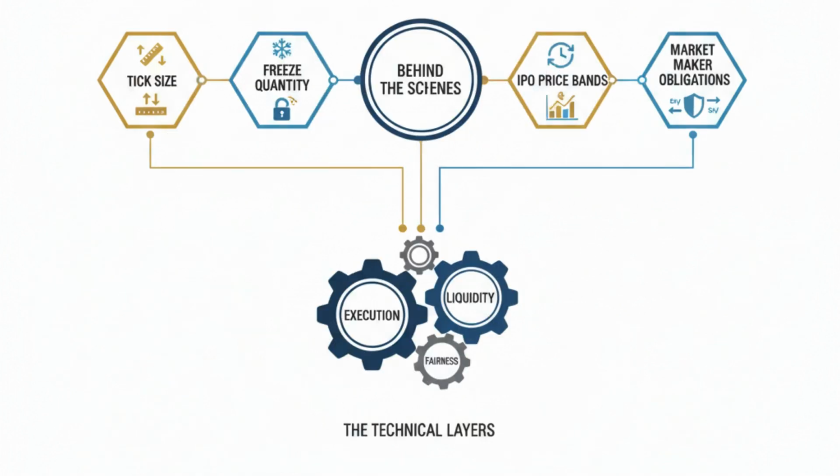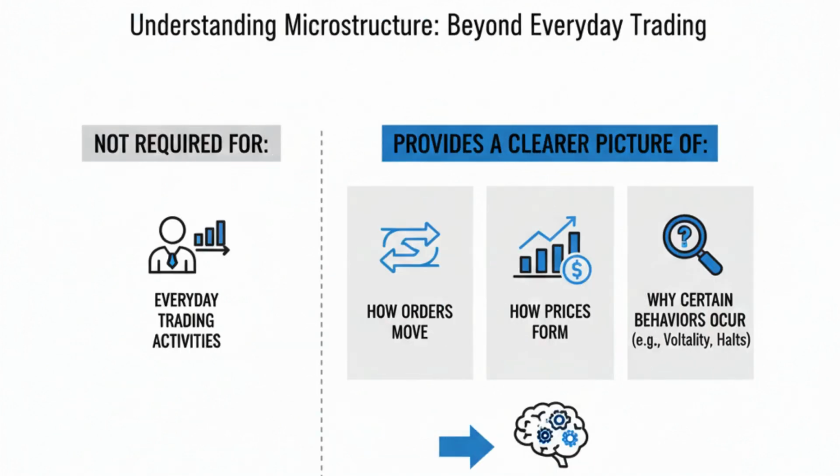These microstructure concepts, tick size, freeze quantity, routing delays, IPO price bands, and market maker obligations represent the deepest technical layers of how our stock market functions behind the scenes. They are not required for everyday trading, but understanding them gives you a clearer picture of how orders move, how prices form, and why certain behaviors occur during trading sessions.